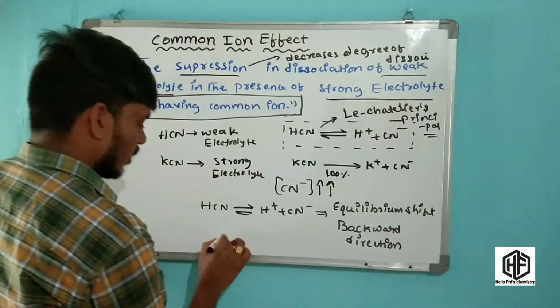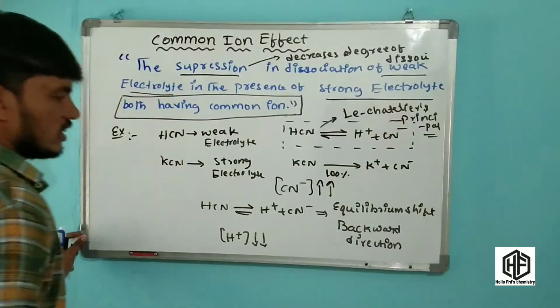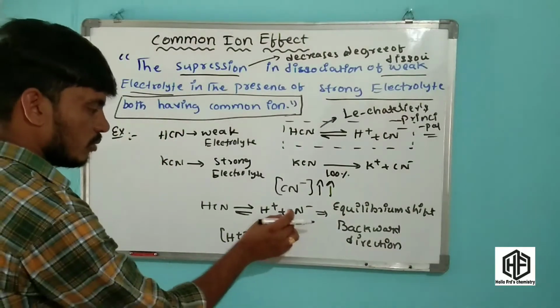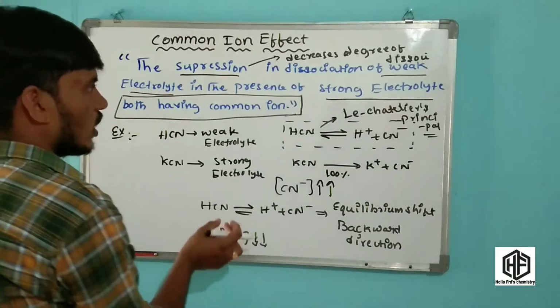In this case, what happened there? The H plus ion concentration decreases. The equilibrium shifts in the backward direction. What happened there?